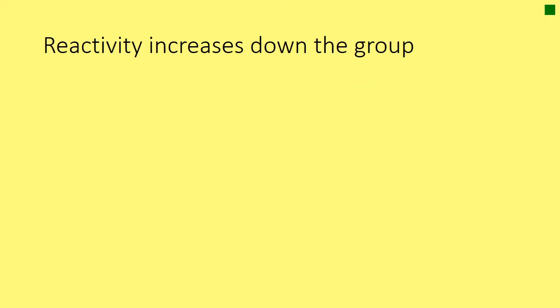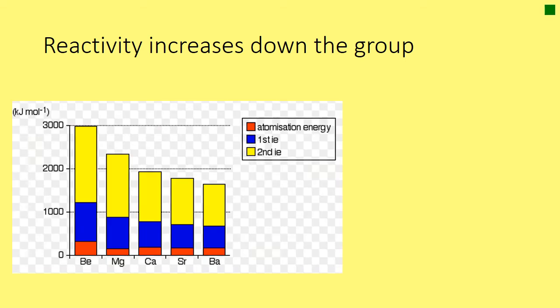The next trend we're going to look at is that of reactivity, and that increases down the group. And the trend in reactivity really is the inverse of the ionization energy trend. I'll explain why with this graph. So here on the x-axis we've got the group 2 metals from beryllium, magnesium, calcium, strontium, barium as we go down the group, and the chart shows us how much energy is required to make a group 2 metal ion. Now when a group 2 metal makes an ion, it's going to make a 2+ ion because they've got 2 outer electrons.